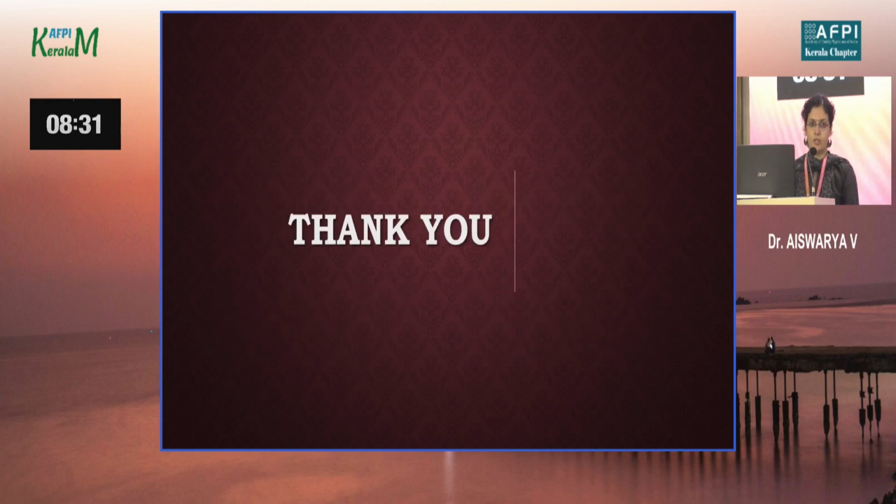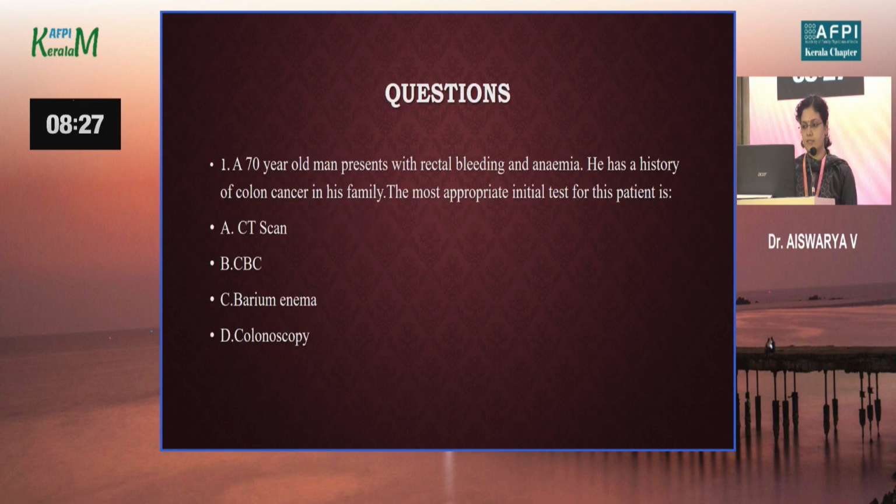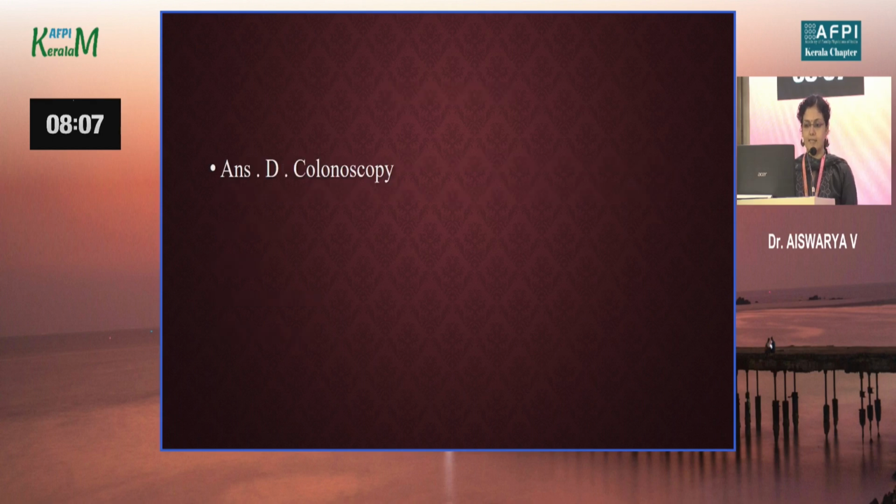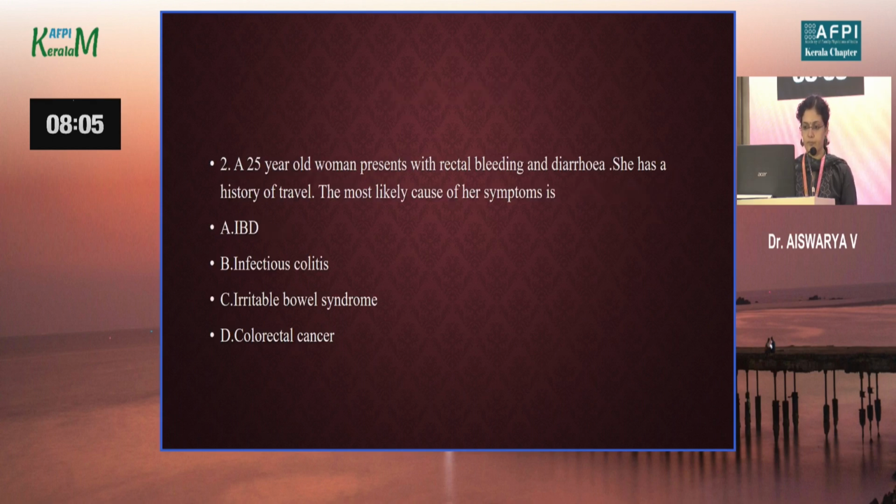Okay, thank you. I think we have some more time left. I'll just ask 3 questions. A 70-year-old male presents with rectal bleeding and anemia. He has a history of colon cancer in his family. The most appropriate initial test for this patient is A, CT scan, B, complete blood count, C, barium enema, and D, colonoscopy. The answer is colonoscopy. Next question.